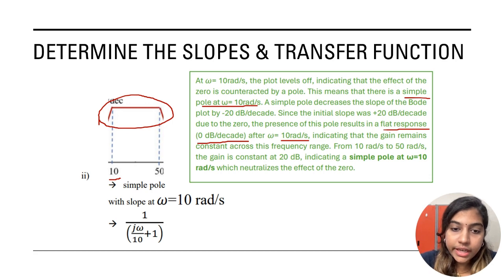This indicates the gain remains constant across this frequency range. So from 10 radian per second to 50 radian per second, the gain is constant at 20 dB, indicating a simple pole at omega 10 radian per second, which neutralizes the effect of the zero. So now that we have found this is a simple pole with omega equal to 10 radian per second, we can write it as 1 over j omega over 10 plus 1.